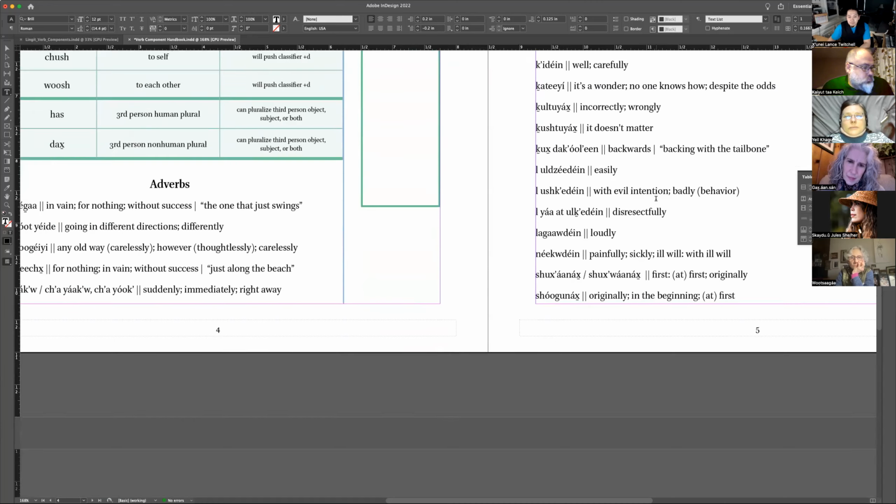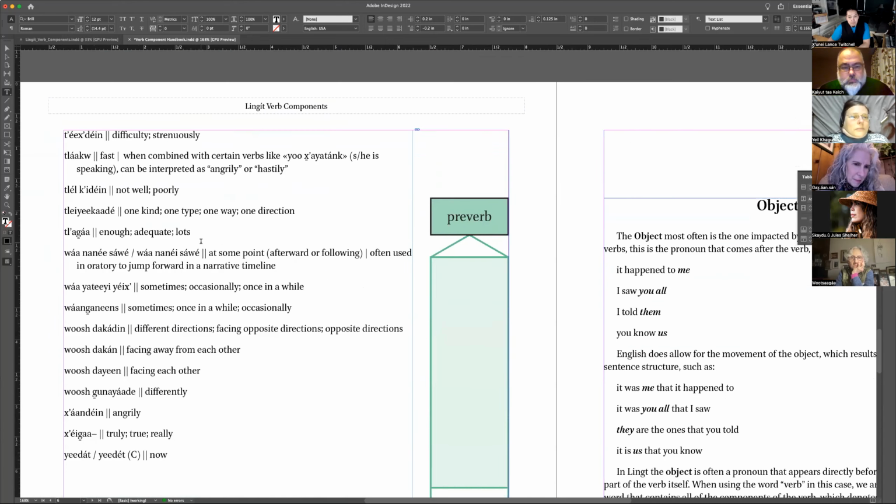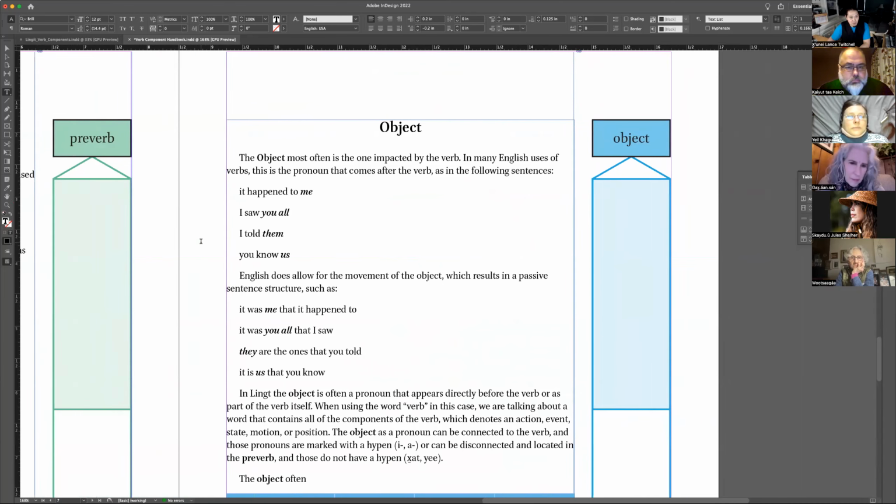And then some of them, like I said, I'll go through and figure out which ones need examples, because some of them are really common, like chayak or chayuk, which means suddenly this thing happened, in the context of telling a story, right? Then we get to the object, and this is where I kind of left off.